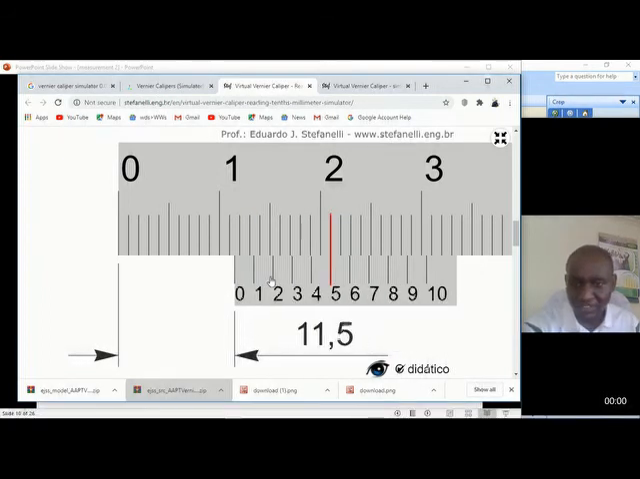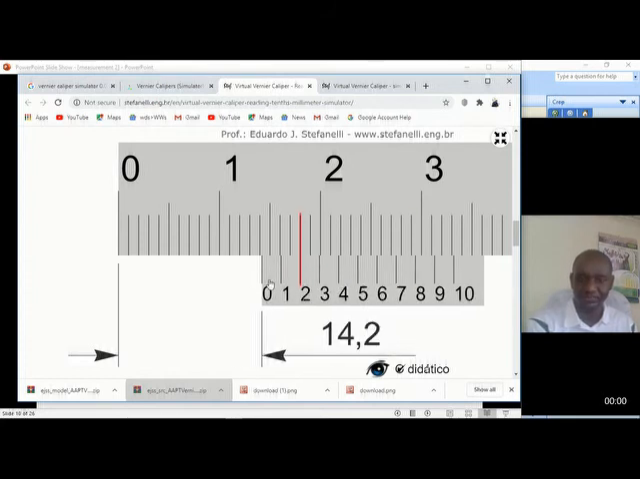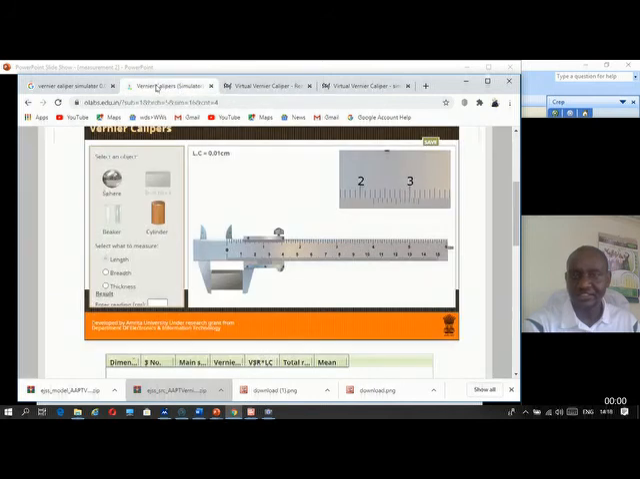Let me give you one. Can you read for me that on your own? Correct. 1.14. Can you read this one? Correct. 1, 2, 3, 4. So 1.42. You're done.